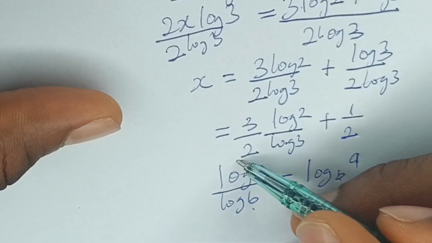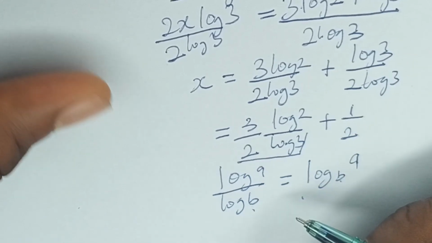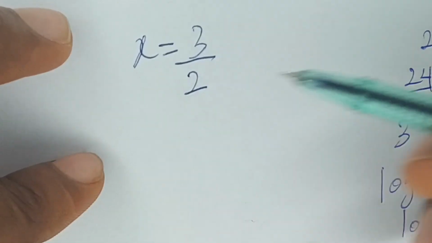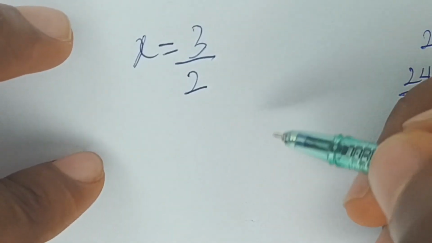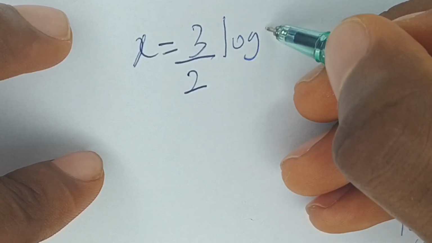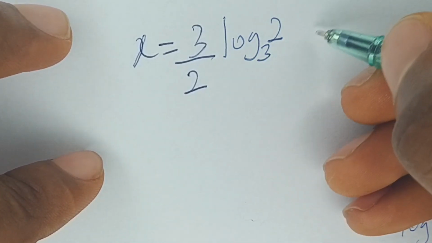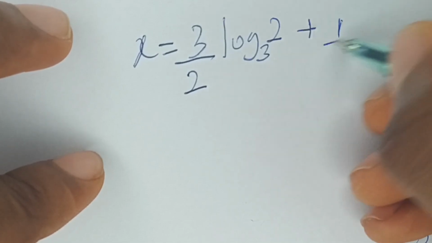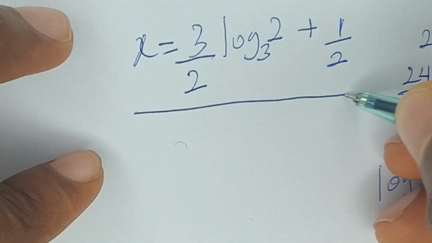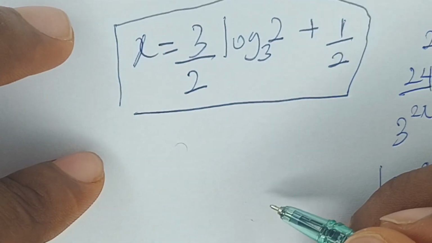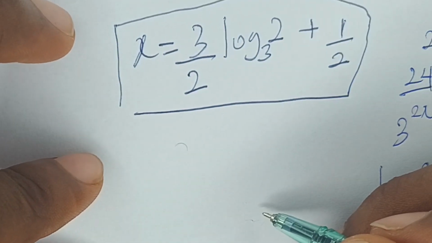So applying this here, what are we going to have? We now have that our x is equal to 3 over 2 times, now changing that, we have logarithm of 2 in base 3. Okay, now this is plus half. So now this becomes the answer for x in this given equation.